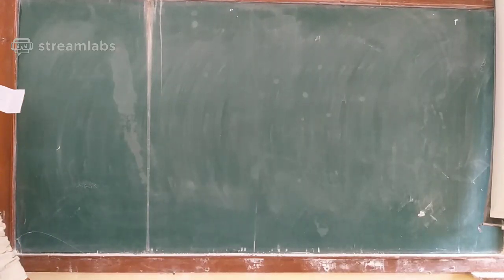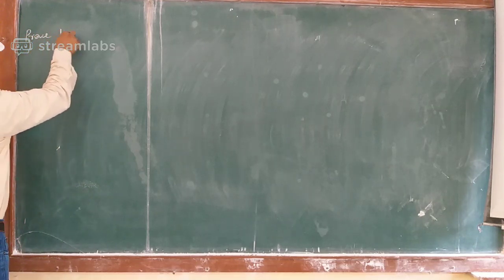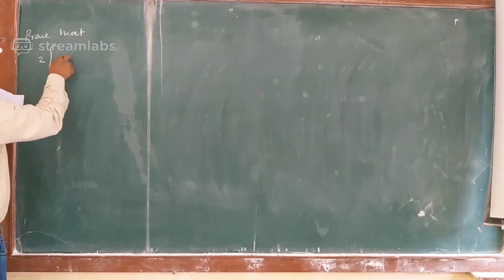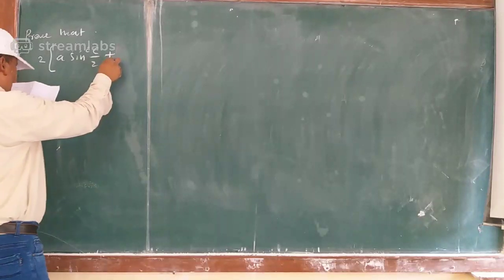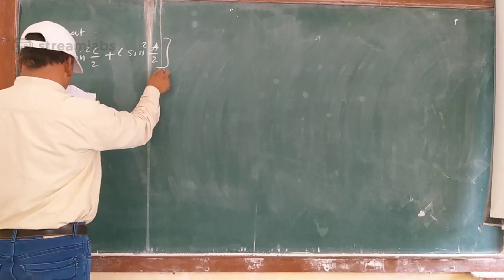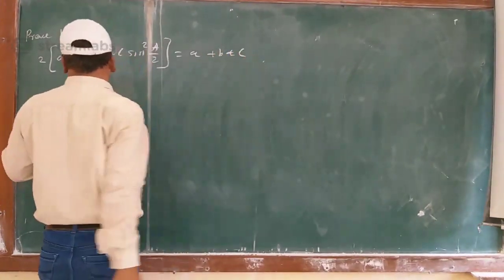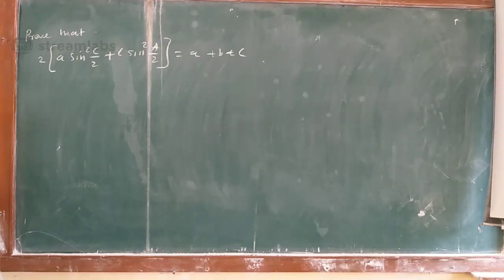See now, the given question is: prove that 2 times in bracket A sin square C by 2 plus C sin square A by 2 is equal to A plus B plus C. So, student, the answer is to obtain A plus B plus C from the LHS.